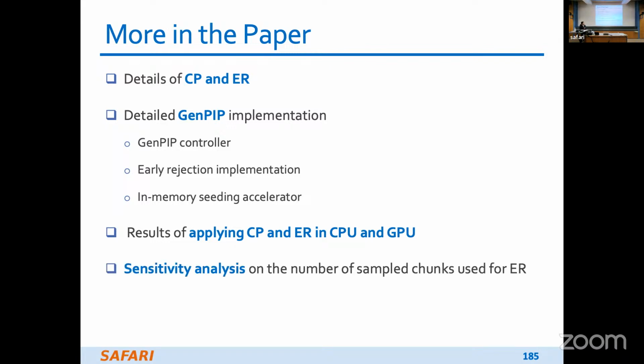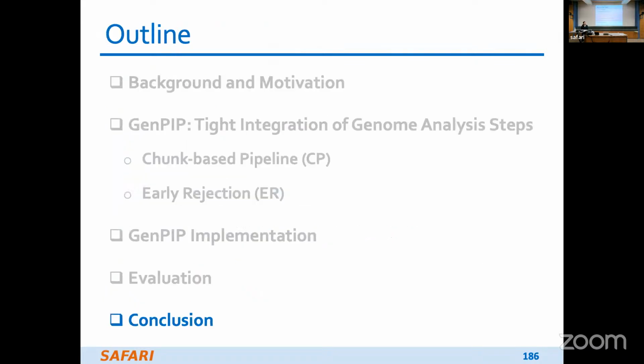There is also a sensitivity analysis on the number of sampled chunks used for ER, because we require some pre-processing of the data. Different genomes have different characteristics, such as E. coli and human; a larger genome dataset may require more information when we sample the chunks and make the final decision on whether the read is useful or not. We first do the pre-processing analysis to make sure we won't have accuracy loss by rejecting the wrong reads. And also we have area and power analysis in the paper.